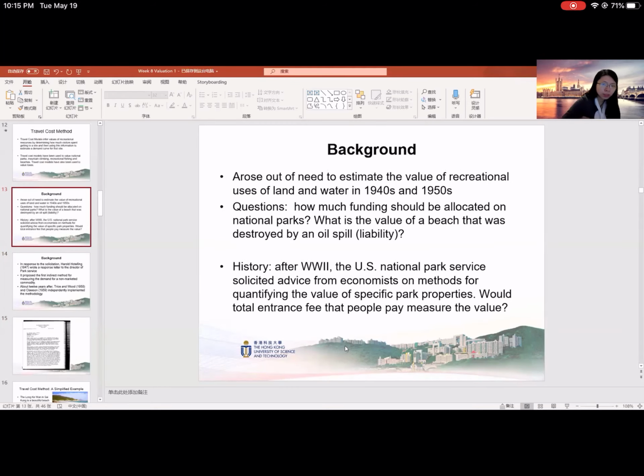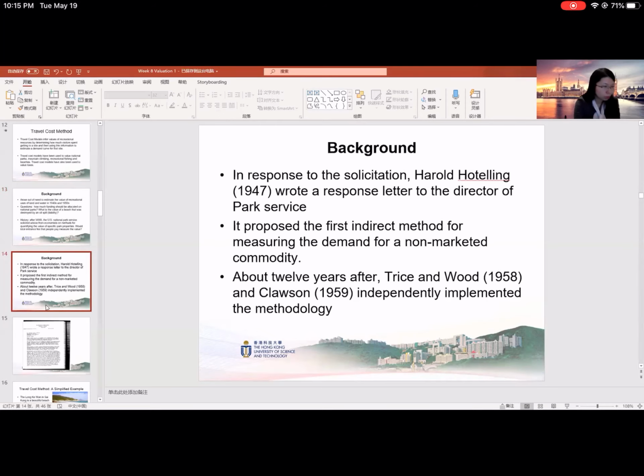And the problem is that it's not a marketed good. If it's a Disneyland, then we're able to judge how much people value Disneyland by looking at the entrance fee they're willing to pay, and how many people are willing to pay this entrance fee. But since we're talking about national parks and they're free, we won't be able to directly look at its market price because there's no market for that.